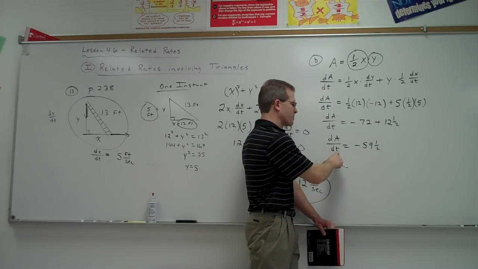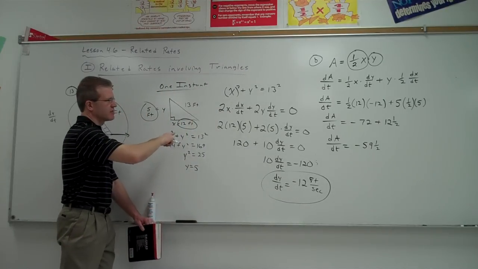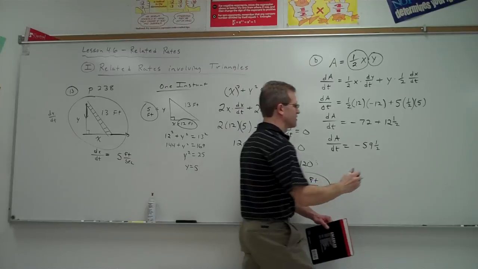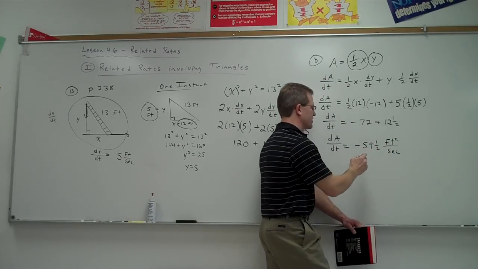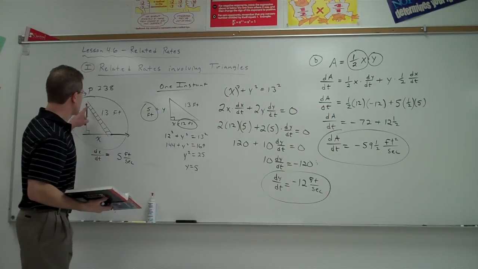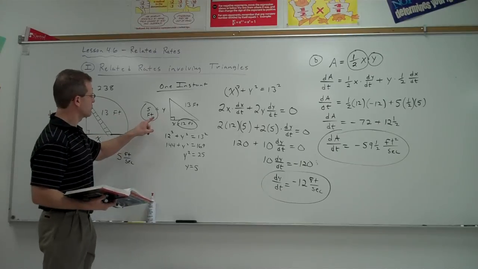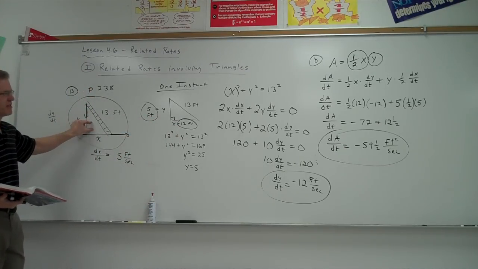Now let's think about what the label would be on that, because it's a change in area over a change in time. If our distances are in feet and our times are in seconds, what do you think the area would be in? Feet squared. Right. Good. Square feet per second. Square feet because it's the change in area. So as the ladder is sliding down the wall, at the one instant when y is 5 and x is 12, this area is decreasing, because it's negative, decreasing by 59.5 square feet every second.